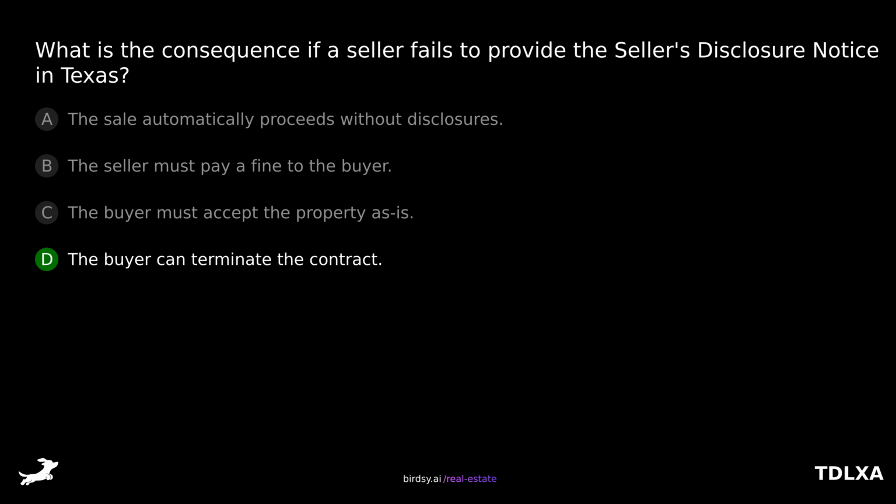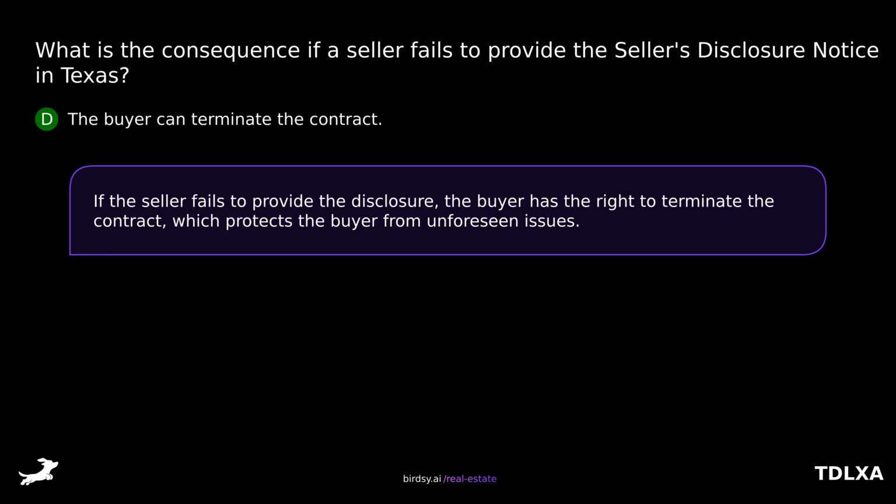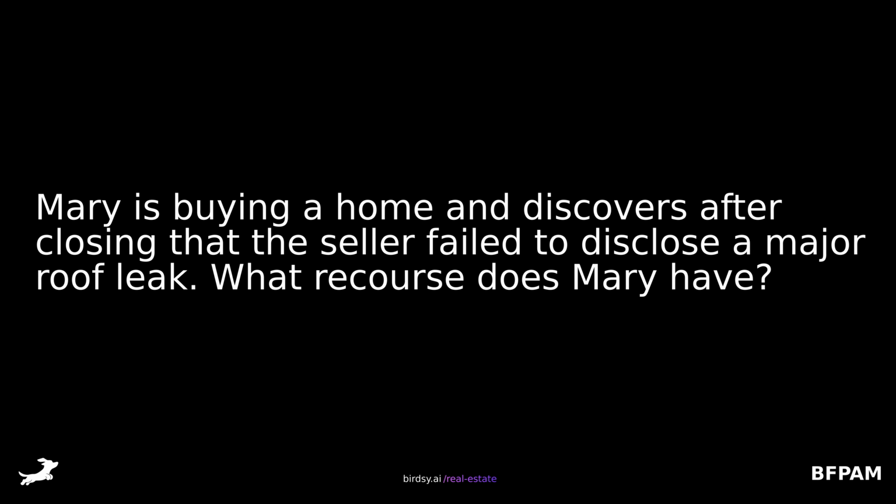The answer is D, the buyer can terminate the contract. If the seller fails to provide the disclosure, the buyer has the right to terminate the contract, which protects the buyer from unforeseen issues. Mary's buying a home and discovers after closing that the seller failed to disclose a major roof leak. What recourse does Mary have?